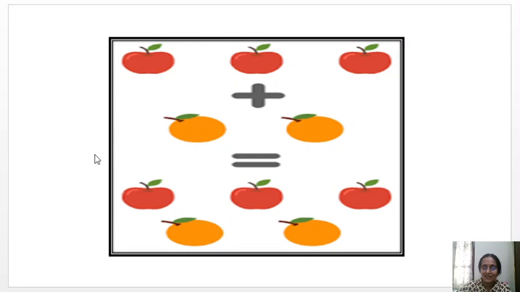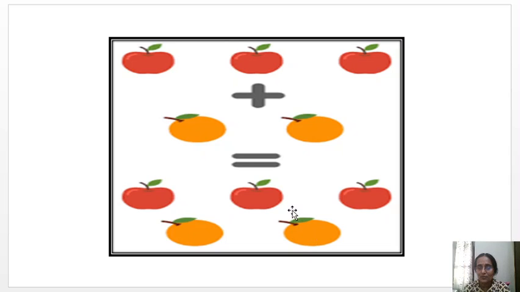In this slide, it's very easy to add, right? You have to add 3 apples and 2 oranges. How will you add? Can you write 5? You cannot write the total number as 5 because you have 3 apples and 2 oranges. Let us write the answer in terms of pictures only: 3 apples and 2 oranges.